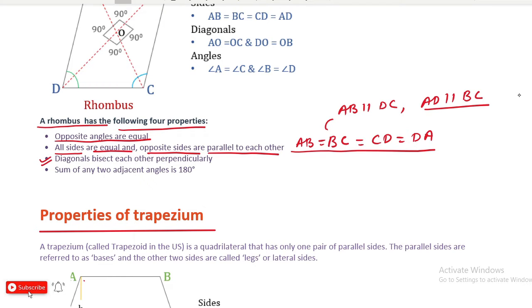Okay. Now the next, diagonals bisect each other perpendicularly. Here in the rhombus, the diagonals bisect perpendicularly. Okay. But in the parallelogram, the diagonals do not bisect perpendicularly, but they bisect each other. Okay. Now the next, the sum of any two adjacent angles is 180. Here the adjacent angles D and C: the sum of angle D and angle C is 180. So we can write here, angle D plus angle C is equal to 180.